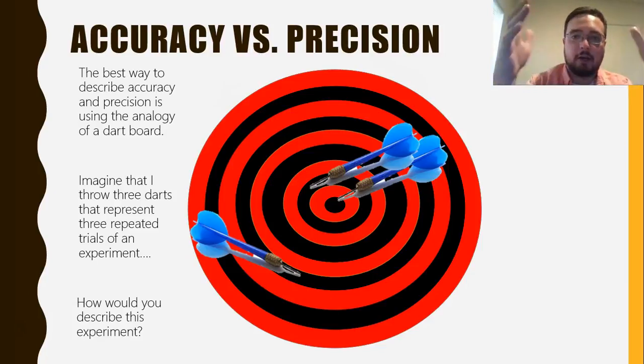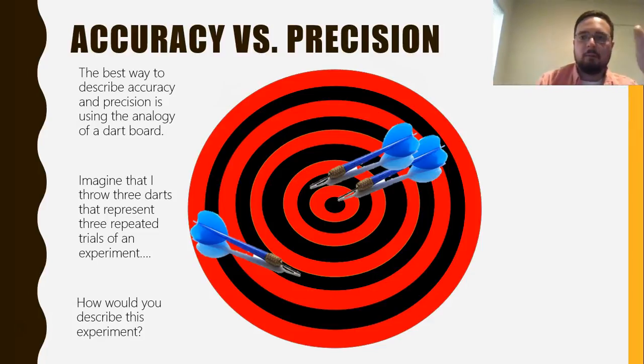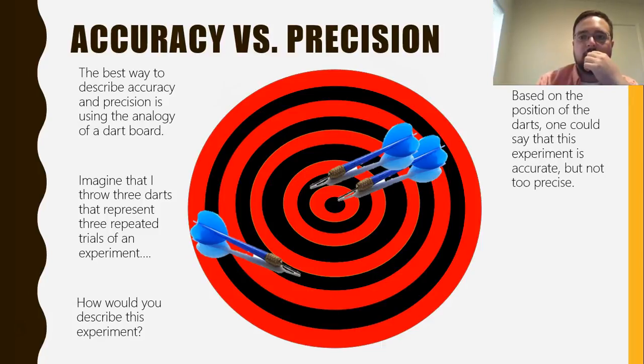That's the value that we're kind of shooting for. That can help determine how accurate we are. But the precision is how close the darts are going to be together. So if I was to describe this experiment based off this analogy right here, you could say that this experiment is somewhat accurate, but not that precise.